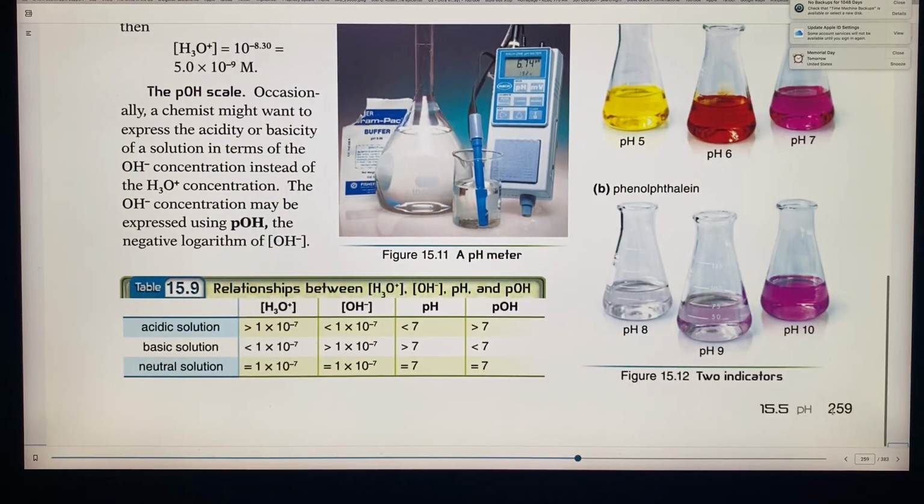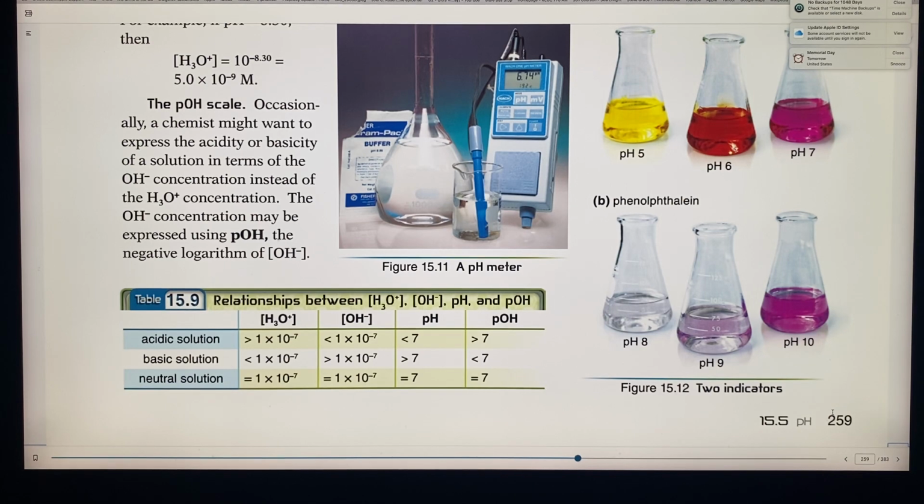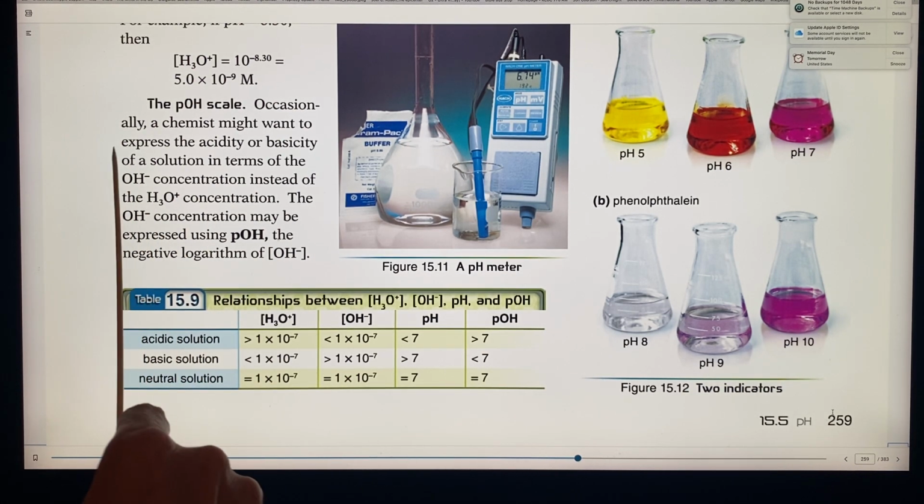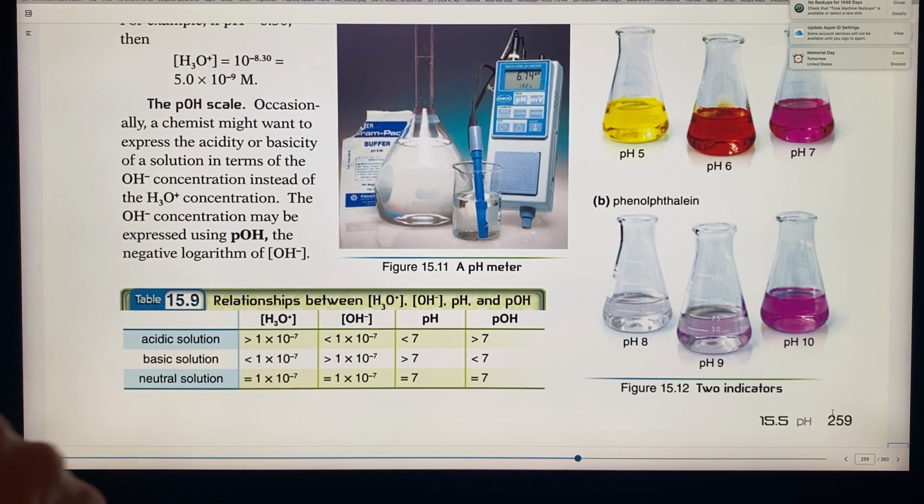Now let's go on to the pOH scale, and that's going to be measuring not the H3O, the hydronium ion, which is the acid, but the OH, the hydroxide, which is base. It's just the opposite. So pOH is measuring the base, using the negative logarithm of the hydroxide concentration instead of the H3O.